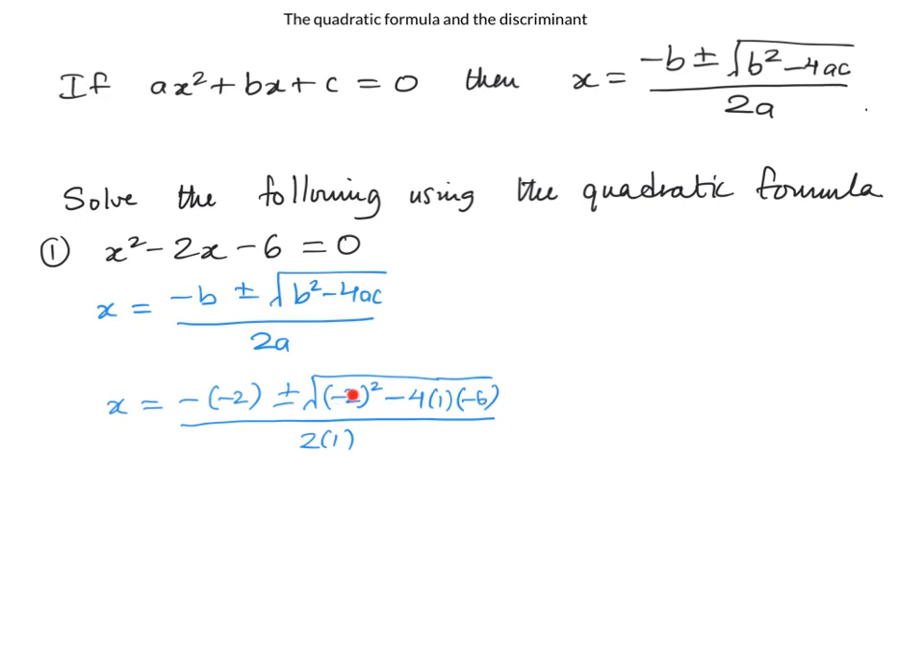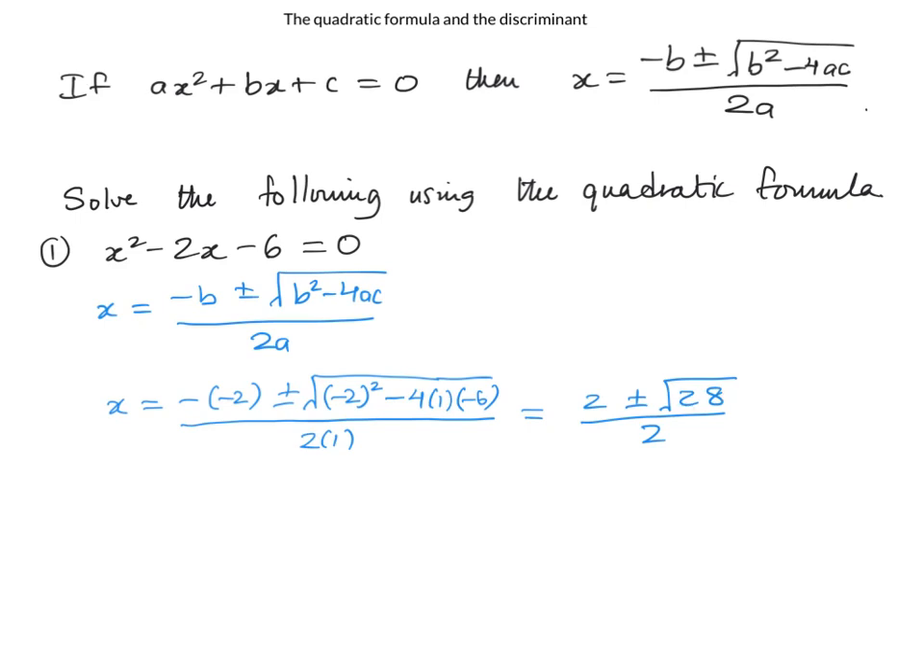I would recommend starting by simplifying what's underneath the square root. So first we're going to square the negative 2, it's going to be 4. And then we're going to do negative 4 times 1 times negative 6, negative times negative positive, so 4 plus 24, so it's going to be positive 2 plus or minus the square root of 28 all over 2. Now we would want to simplify the square root of 28, or at least partially.